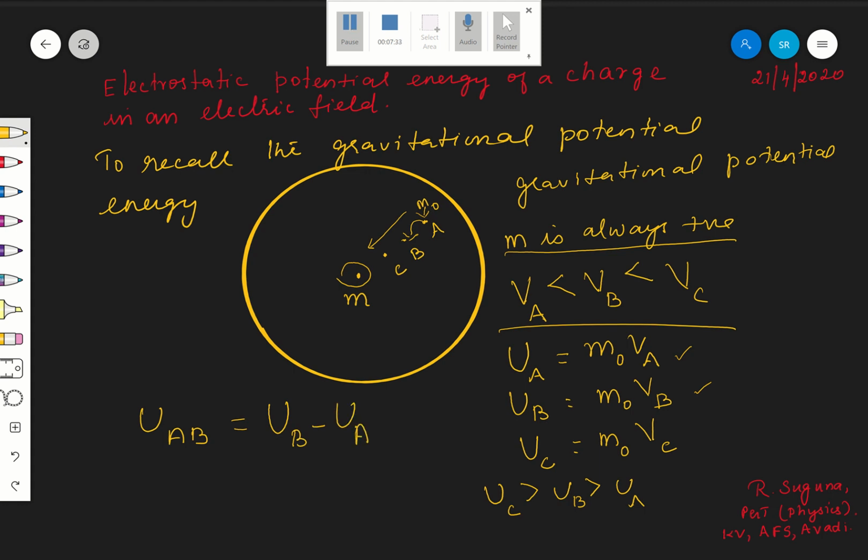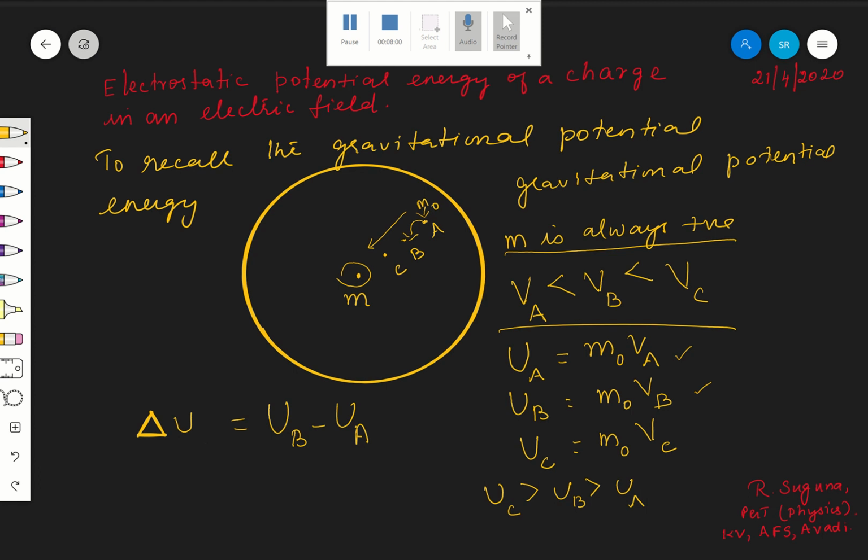Are you following? Therefore, it is the potential energy difference. It is a potential energy difference between 2 points. I can even say this one is the potential energy difference, and I just want to represent it by delta U.